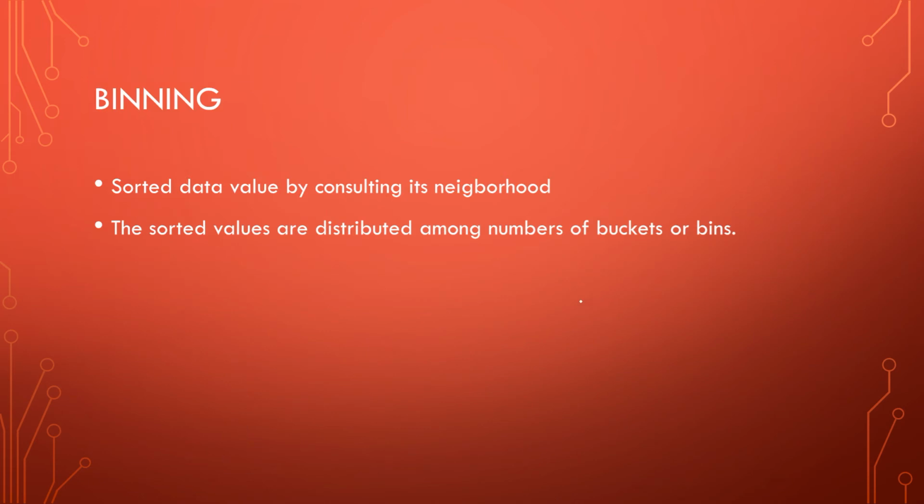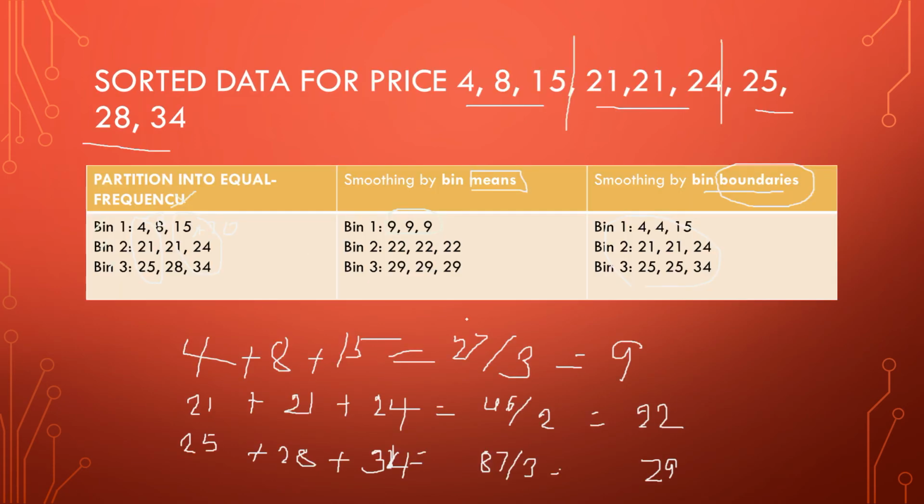Now, when we say binning, it is a method to smooth sorted values by consulting its neighborhood, that is, the values around it. The sorted values are distributed into a number of buckets or bins. Because binning methods consult the neighborhood of values, they perform local smoothing. The figure illustrates some binning techniques. In this example, the data for price are first sorted and then partitioned into equal frequency bins of size 3. So, each bin contains 3 values kasi dapat nga ay they are equal.